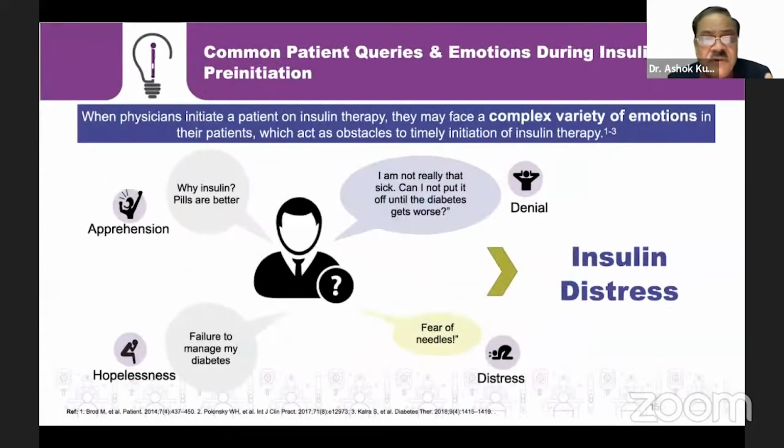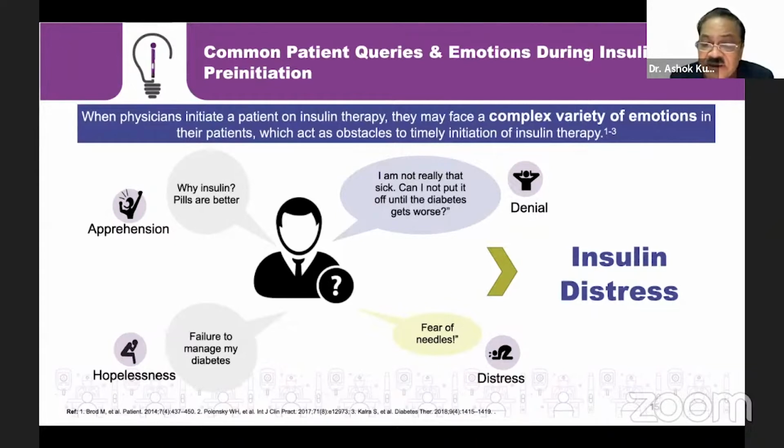Dear friends, the patient has a lot of queries and emotions during the pre-initiation phase. When we initiate patients on insulin therapy, they face a variety of complex emotions, which act as obstacles for timely initiation. I'll go through the stresses. Number one, why insulin? For me, pills may be better. So number one is apprehension. Number two, am I really sick? Can I not pull on further with orals? Denial. I'm not that sick.